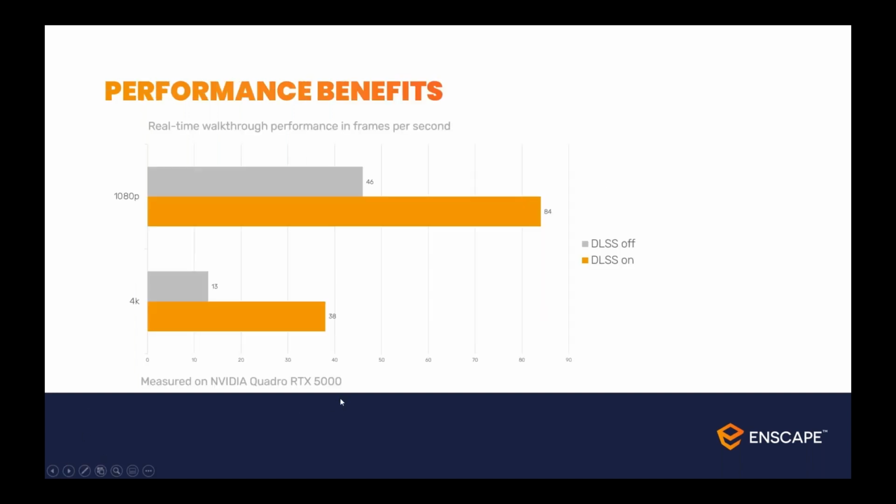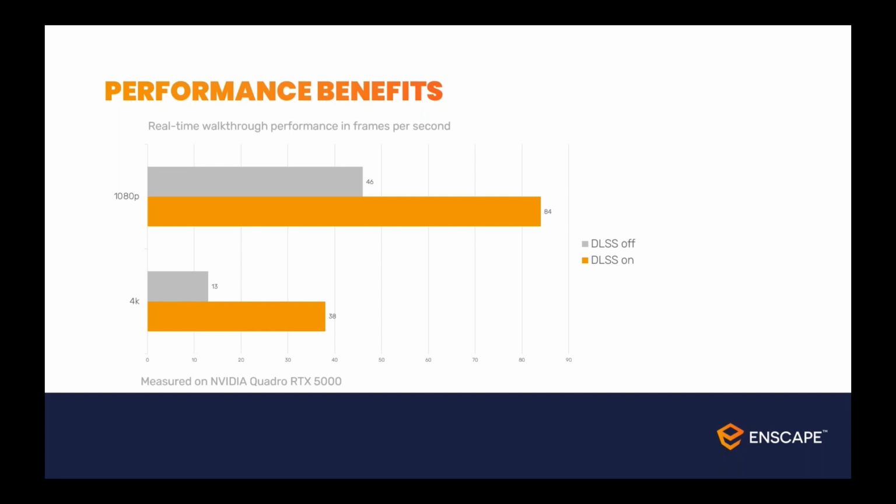Let's have a look at the performance numbers. At a 1080p resolution without DLSS, in the scene which we've seen before, we get an average frame rate of 46 frames per second, which is quite smooth. But if we compare that with DLSS on, we are above 80 frames per second, which is above the important threshold of 60 FPS. So it's a very smooth experience.